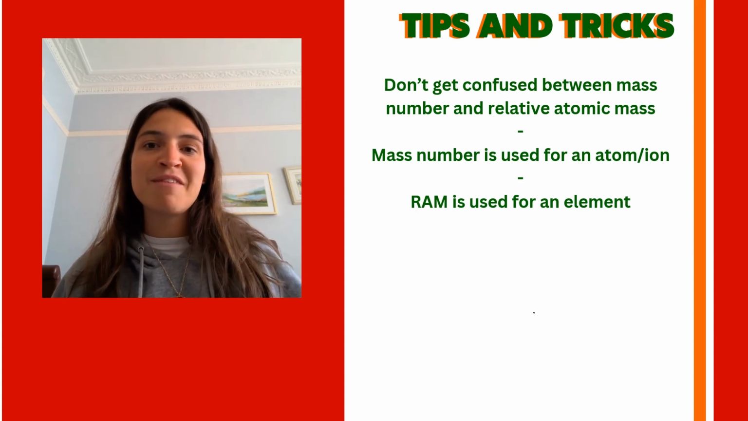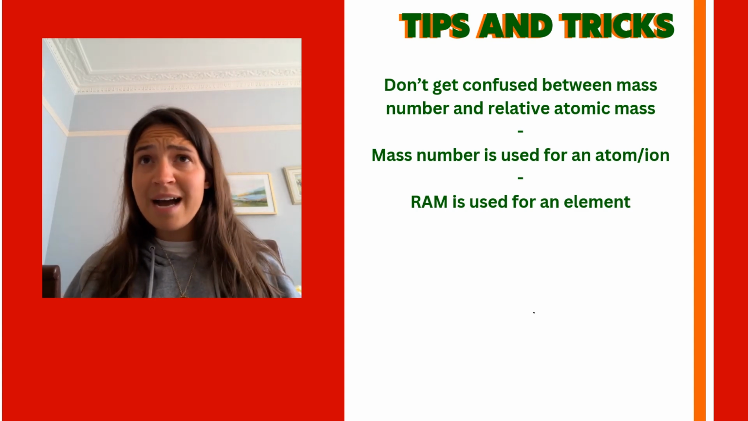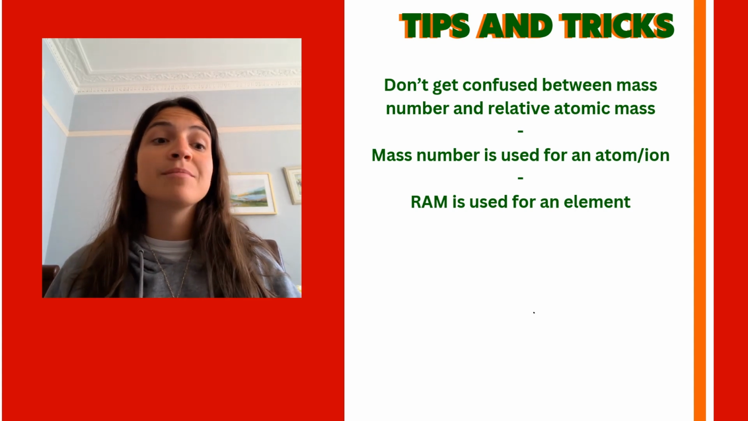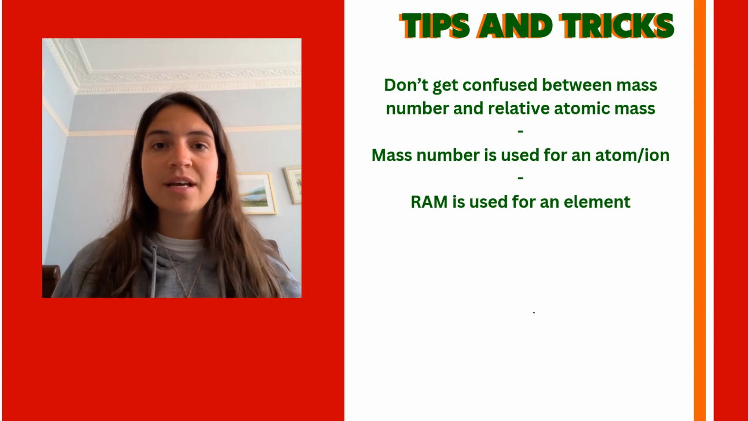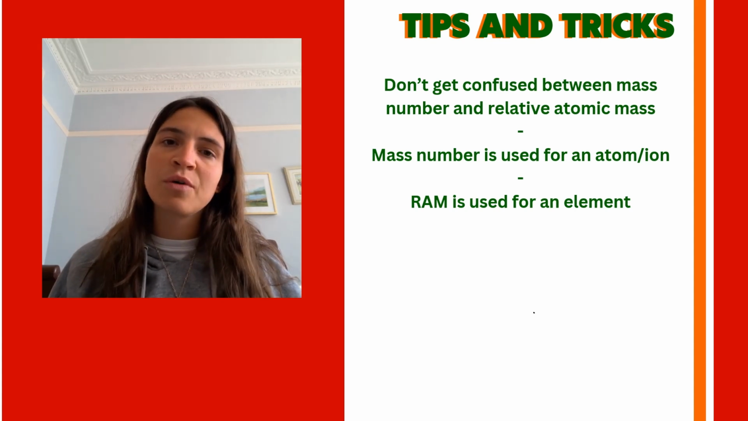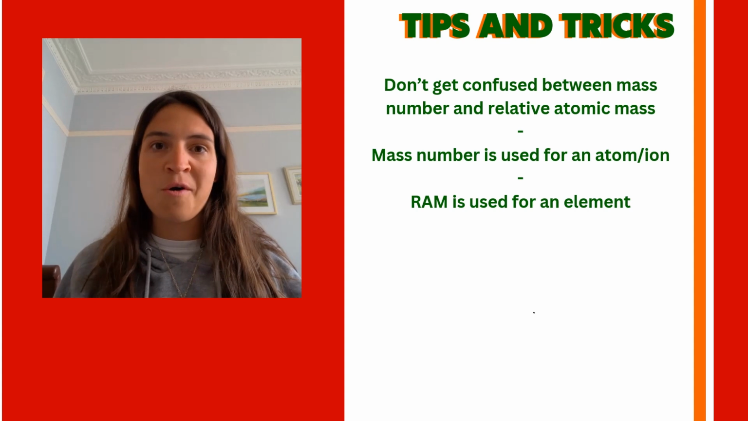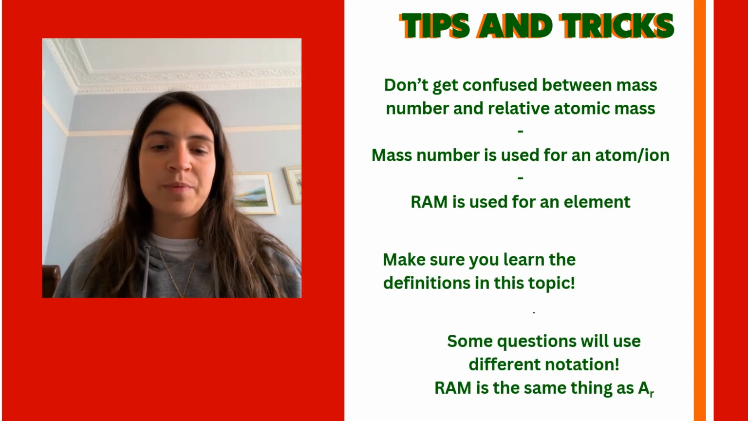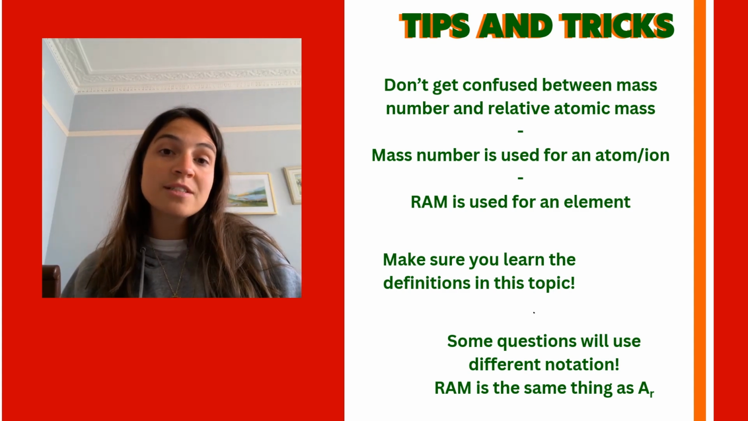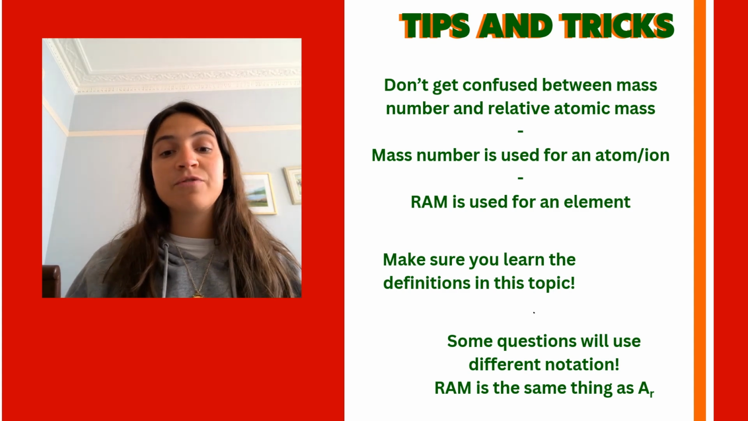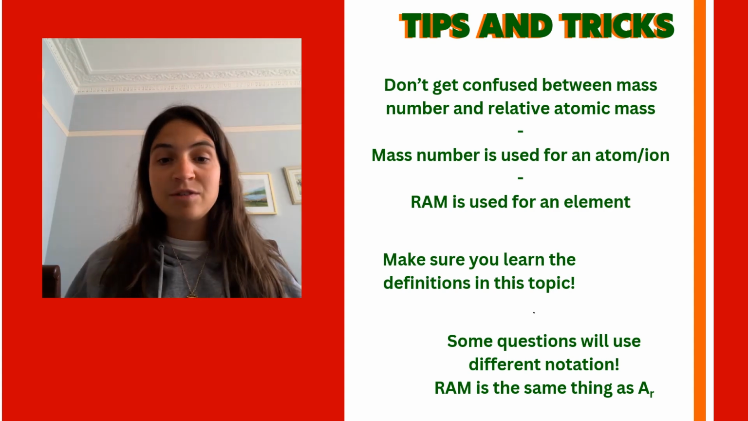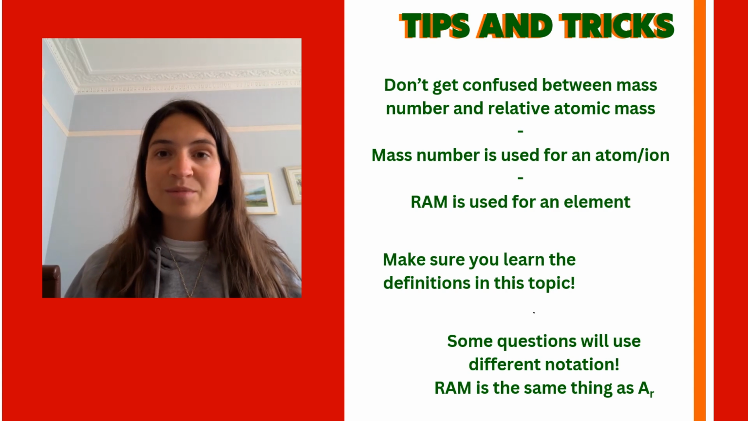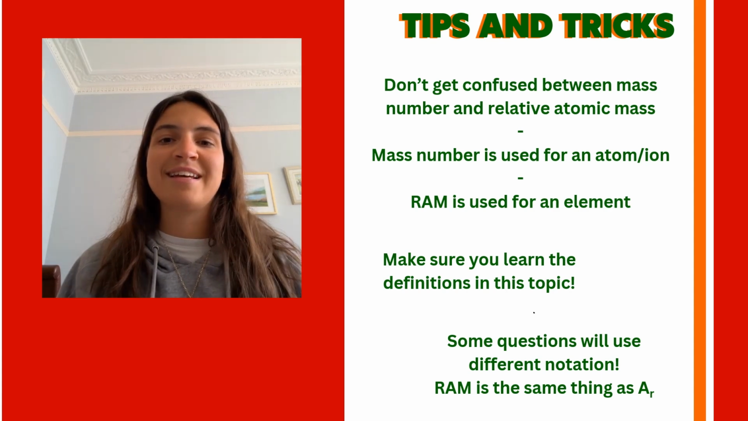So your relative atomic mass is actually the average mass of one of those atoms in a particular element, relative to 1/12 of a carbon atom. Make sure you learn those definitions in the topic. Some questions, just to be aware, may use different notation. You might be asked relative atomic mass, RAM, and it's the same thing as that A with the subscript r as well. You're calculating the same thing.